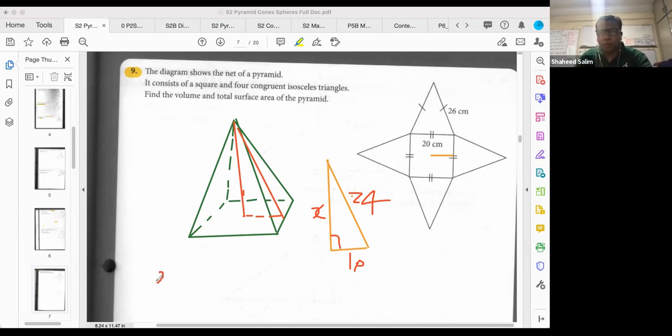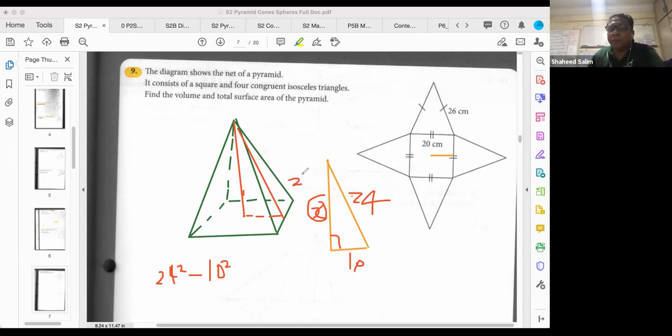Do you take 24 squared minus 10 squared? You don't plus. Remember, this is the long side. You want to find the shorter side. Only when you want to find the longer side, you plus. Remember, Pythagoras theorem: when you want to find the shorter side, you minus. Yes, well done. So you really got this one.